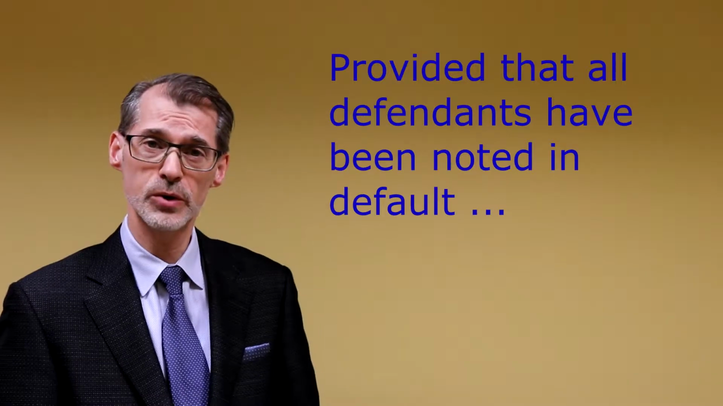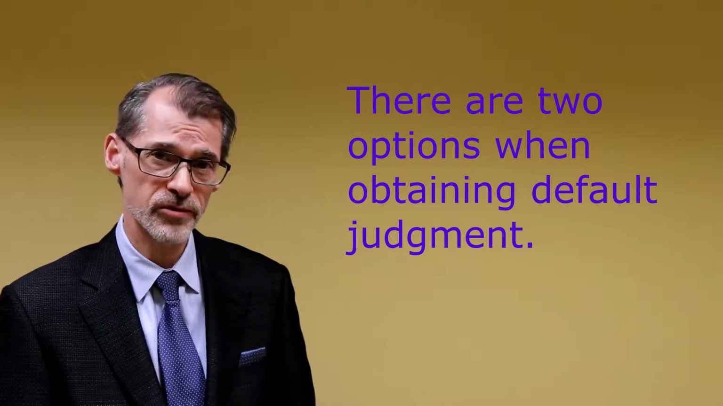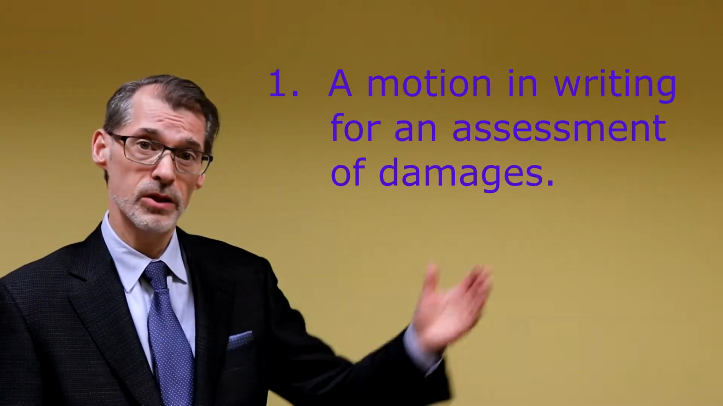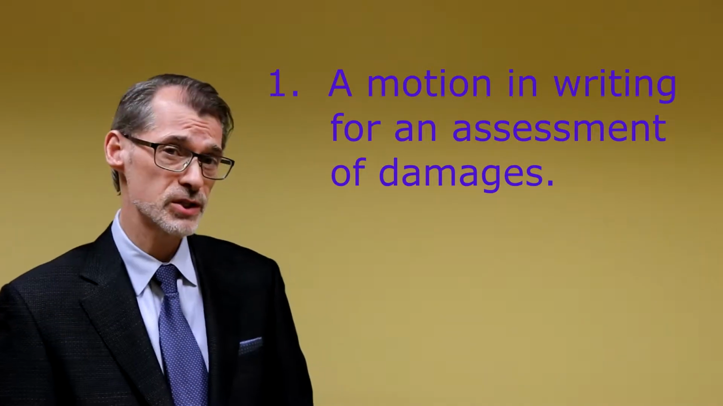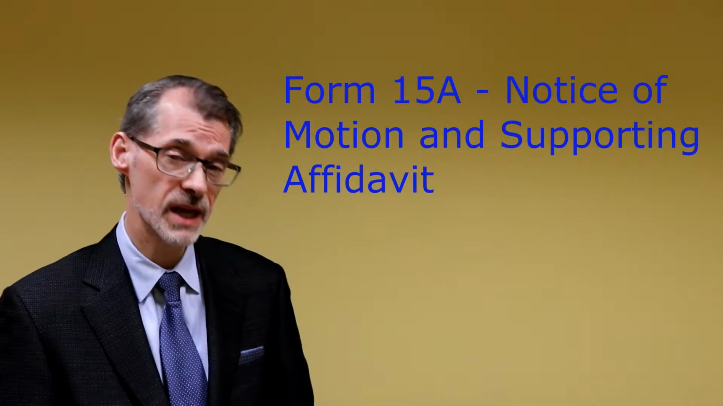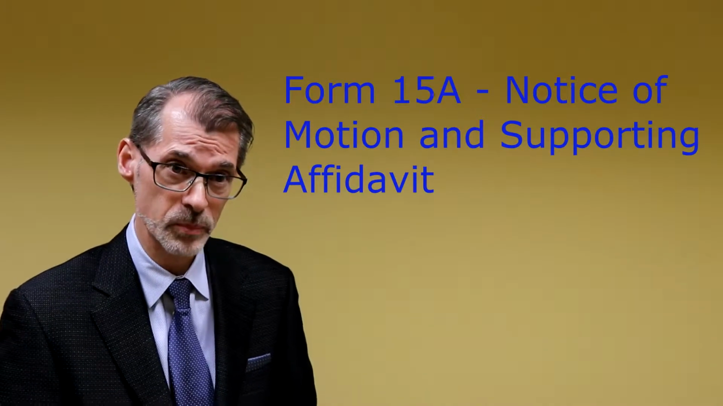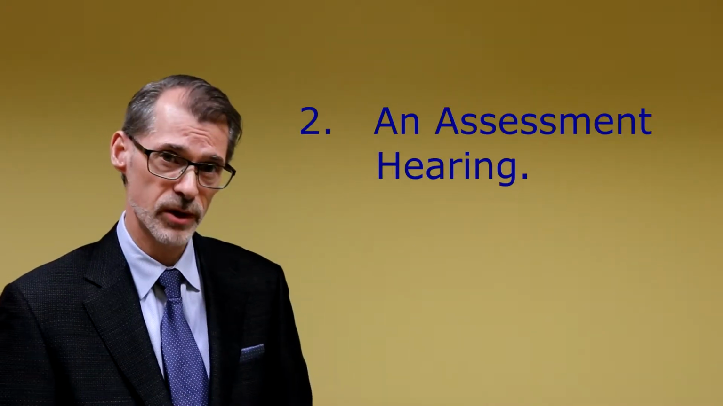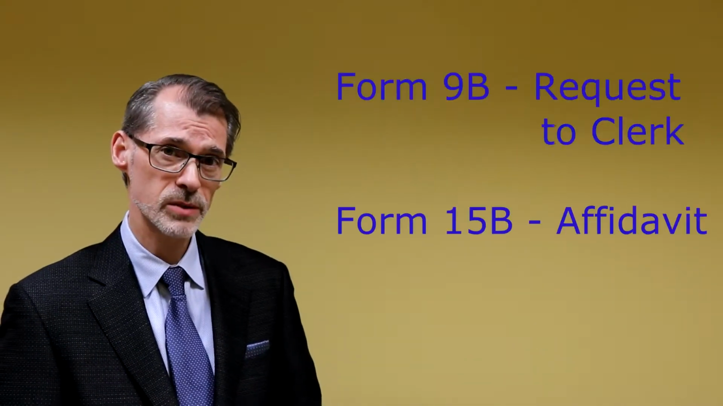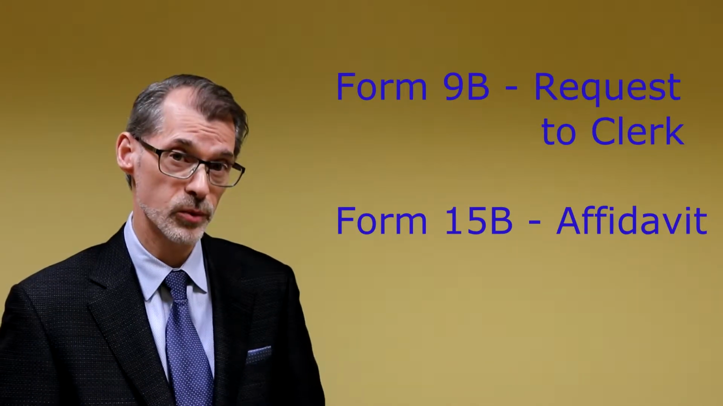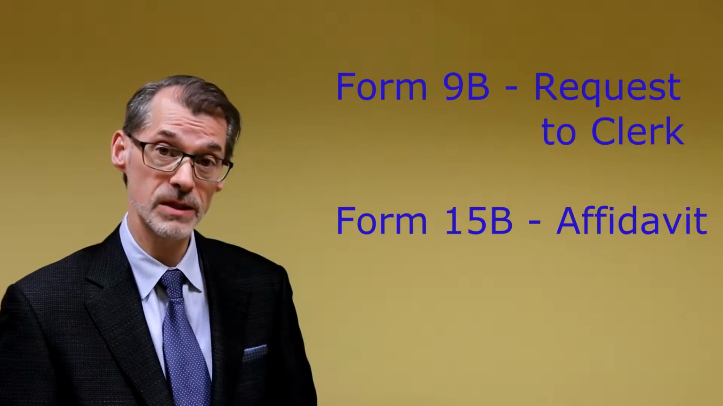Provided that all defendants have been noted in default, a plaintiff has two options for obtaining a default judgment for an unliquidated amount. The first option is by way of a motion in writing for an assessment of damages. This option requires completion of Form 15A, which is also known as a notice of motion and supporting affidavit. The second option for obtaining default judgment is by way of an assessment hearing. This option requires completion of Form 9B, the request to clerk, and perhaps an affidavit, which is Form 15B.